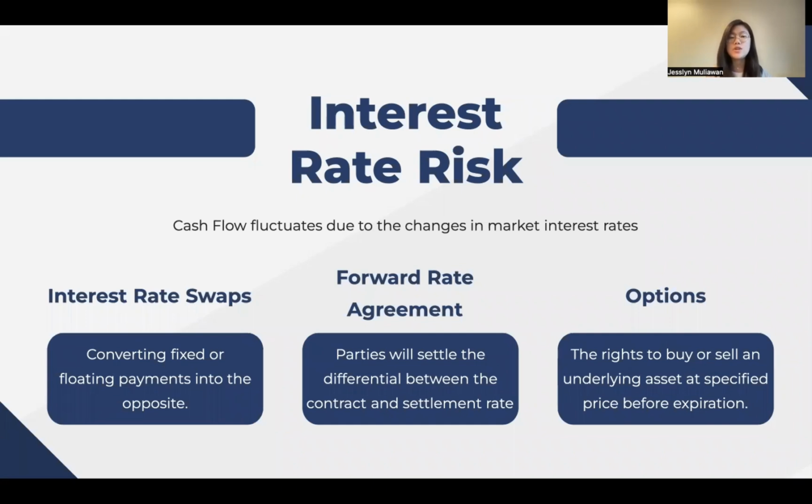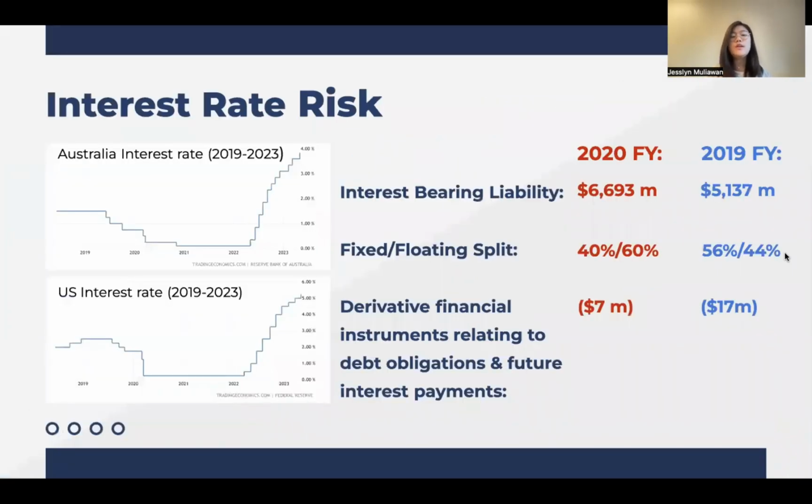First, the interest rate swap, converting fixed or floating payments into the opposite according to needs. Second, the forward rate agreement, where parties will settle the differential between contract and settlement rate. And last, options, the rights to buy or sell an underlying asset for a certain price before an agreed expiration date.